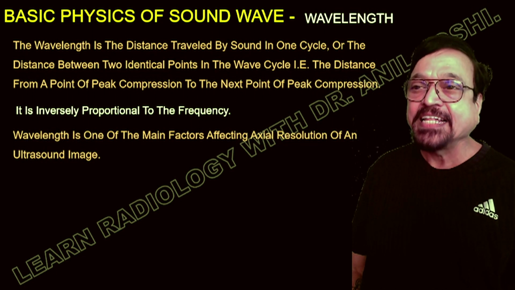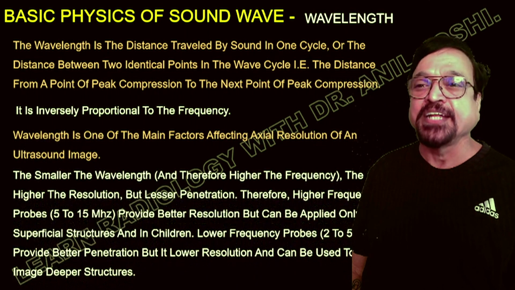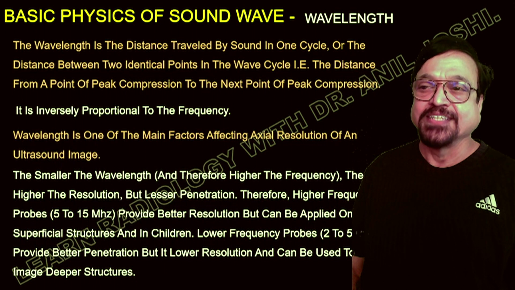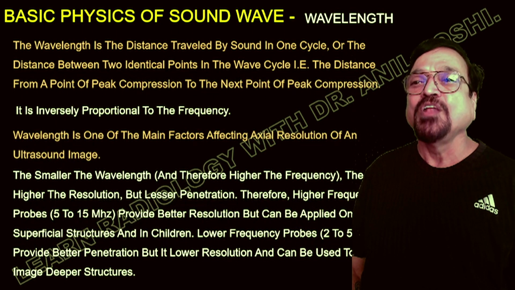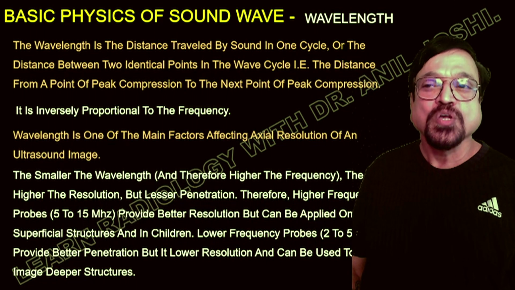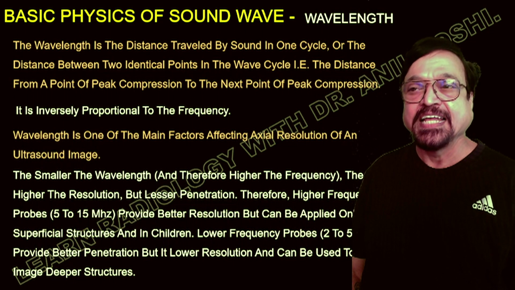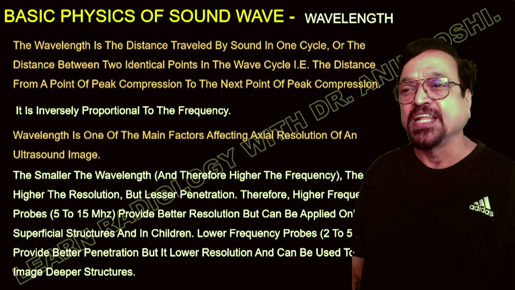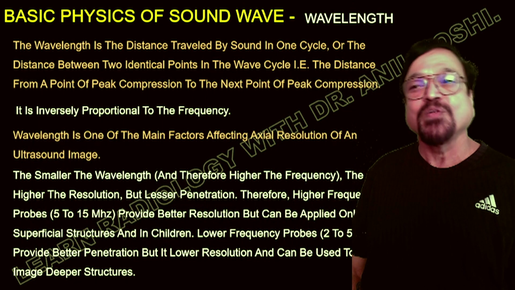Now, wavelength is one of the main factors affecting axial resolution of an ultrasound image. The shorter the wavelengths, and therefore the higher the frequencies, the higher will be the resolution. So a small wavelength will have a higher frequency, and it will give you a higher resolution. But penetration will not be as good as that of the low frequencies.